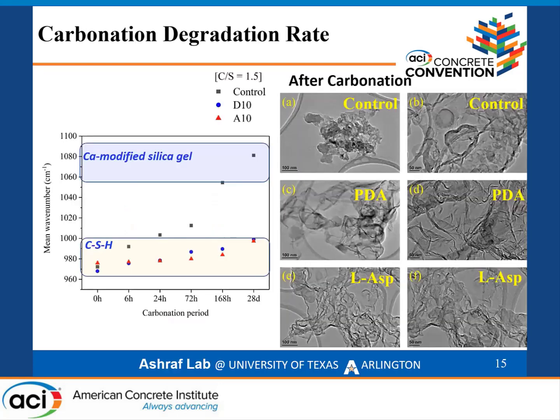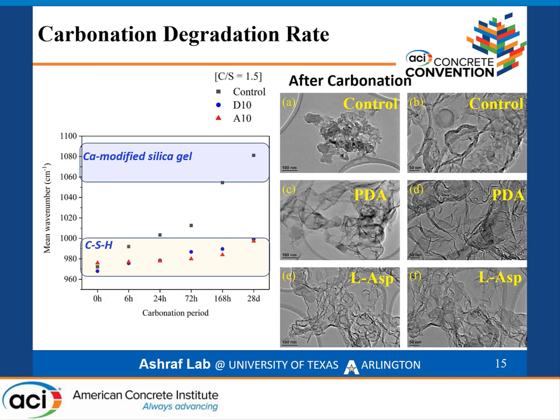So we took the mean wave number of this range and plotted here. What we see here, this blue and red, these are the molecule modified ones. For CSH, the mean wave number is usually from 960 to 1000. What we learned from here is that up to 28 days, our molecule modified ones were able to retain the CSH structure. The wave number is very similar to our initial batch, even though it was slightly increasing. In case of control batch, the damage starts happening after 24 hours, and after 168 hours, it was fully damaged. So after that, there wasn't any CSH in that system.